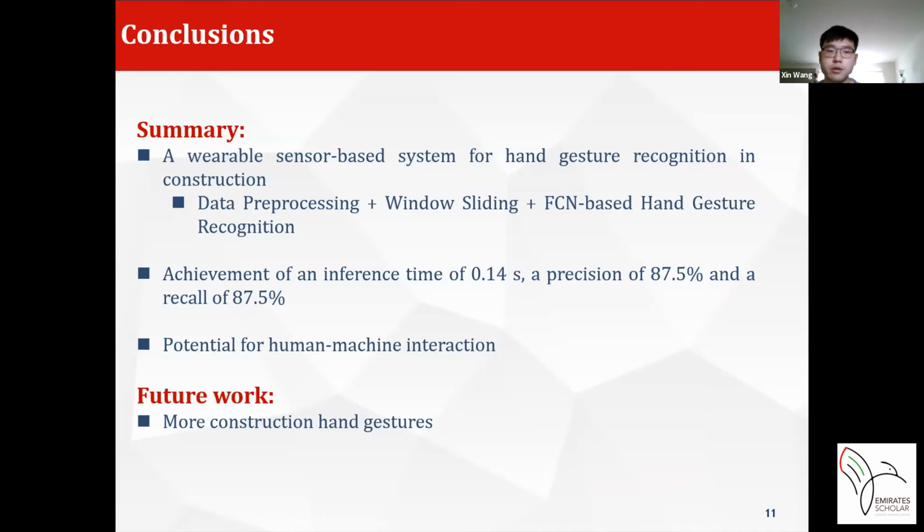As for future work, more construction hand gestures will be included in the existing data set to make the training and the testing of the classifier more robust.